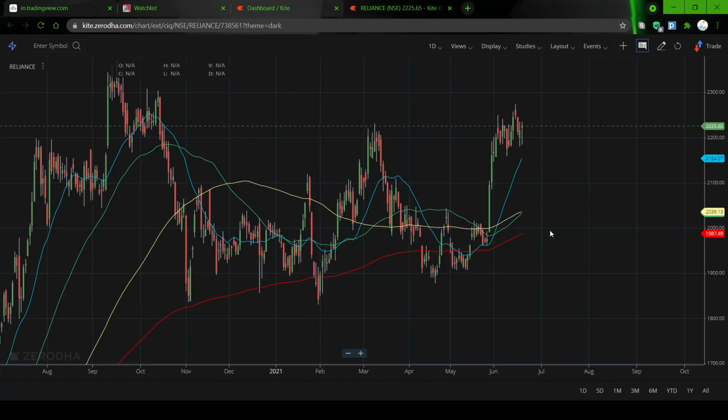If the stock comes down also, you see where it is taking support. It is taking support somewhere around the 200 moving average.